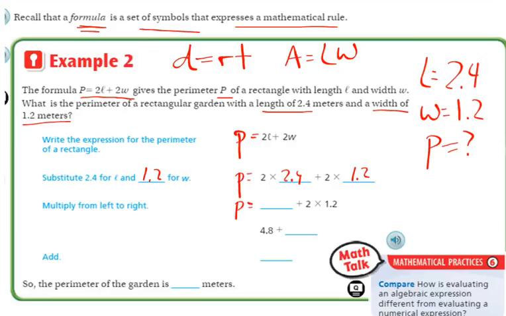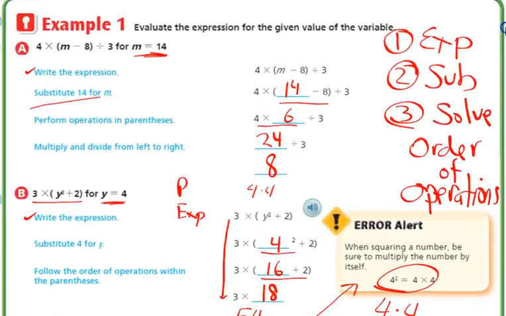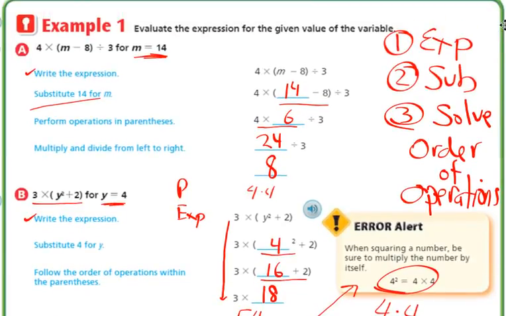So P will equal whatever 2 times 2.4 is, which would be 4.8, plus 2 times 1.2, which is 2.4. And if you add these two together, you end up with 7.2. So the perimeter of the garden is 7.2 meters. So following our steps, you always begin with your expression or formula. Then you substitute your values in and solve using order of operations.